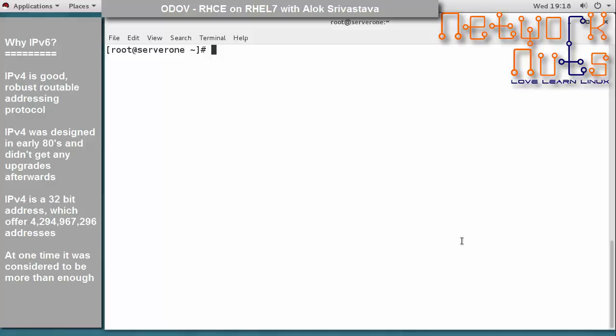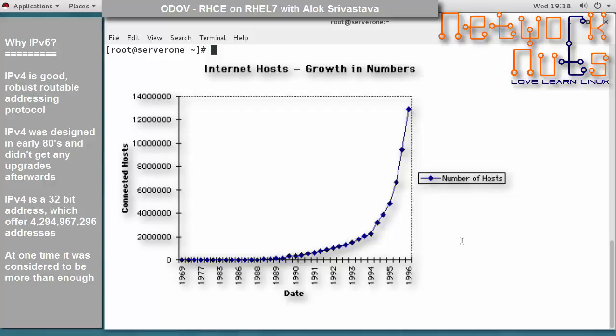So at that time, if you see the internet growth, we never expected that the internet would grow in such a huge manner. When the internet was growing, not on that steep curve, before that steep curve, it was considered that IPv4 is more than enough at that time.